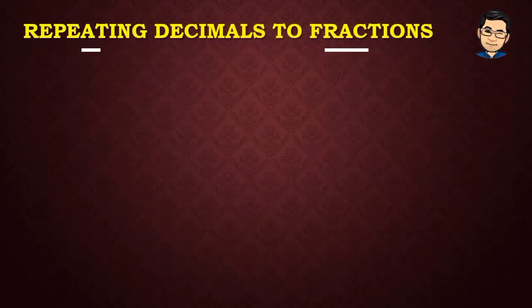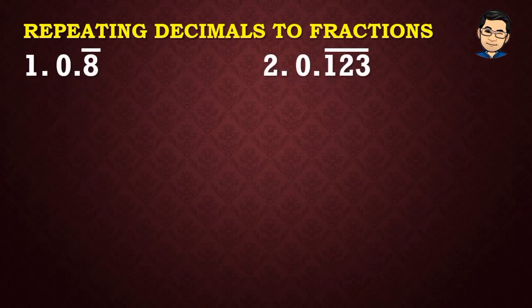So, let's have examples of repeating decimals to fractions. Para ma-apply natin yung formula, let's have example number 1, 0.8 repeating. Okay? So, applicable lang po yung formula na yon sa mga repeating decimals. Hindi po pwede sa non-repeating decimals at maging dun sa mga terminating decimals.